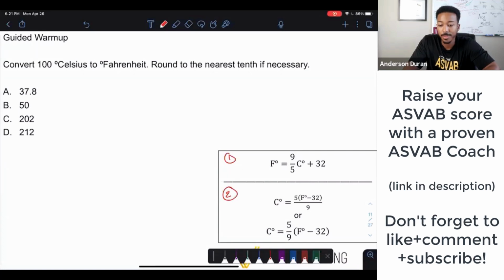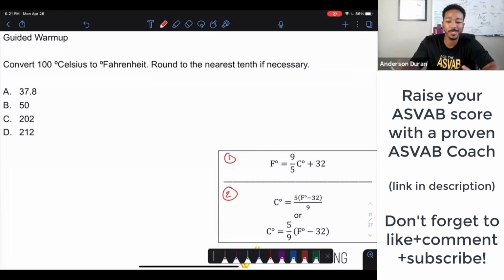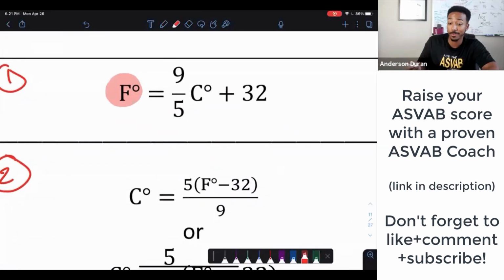Hello? Yep, we hear you. Because the Fahrenheit is already by itself. Exactly. Great option right there, right? Because we're looking for Fahrenheit, and the first set of formulas literally has Fahrenheit by itself, all we're going to have to do is plug in that number that we have for Celsius and have a good day. And that's it.